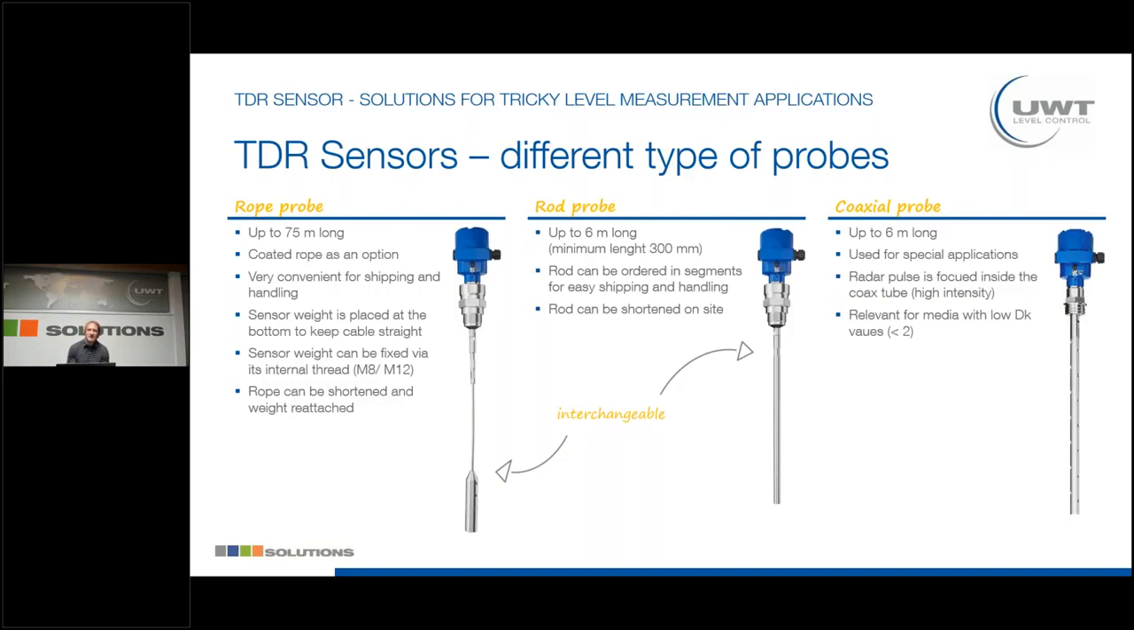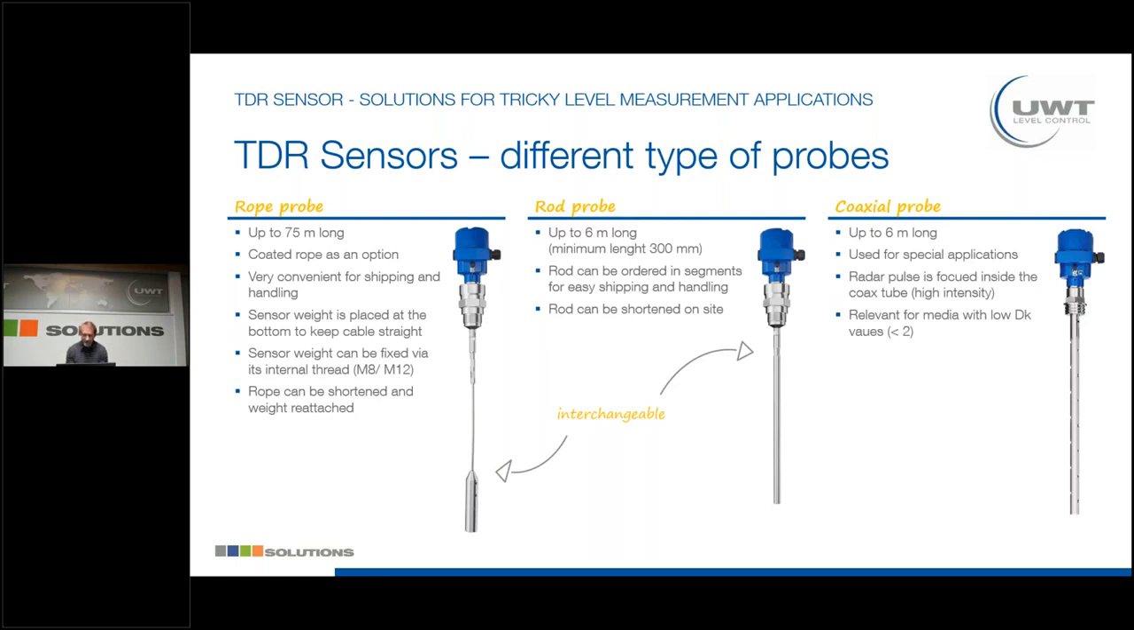In the middle, we have the rod probe, so they can be made for lengths up to 6 meters. The minimum length is 300 millimeters, so a wide range. So for very small, but also bigger vessels, you can order the rod in segments, so it's easier to ship and also to install. And as we already had it for the rope version, the rod can also be shortened on site, so that you are very flexible with whatever height or length you need. You can cut them on site.